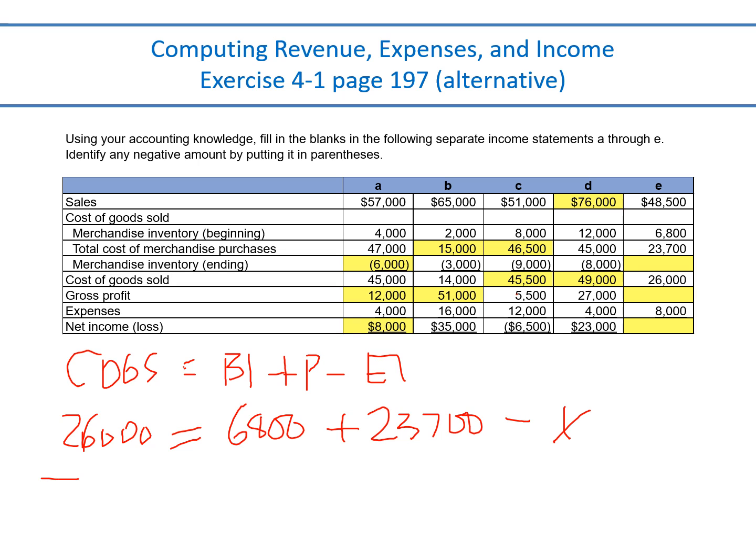X. So if you subtract 6,800 from both sides and you subtract 23,700 from both sides, that goes to 0, that goes to 0. You're left with 26,000 less 6,800 less 23,700 equals negative X, right? Or equals X, I guess. So 26,000 less 6,800 less 23,700, X is equal to negative 4,500.